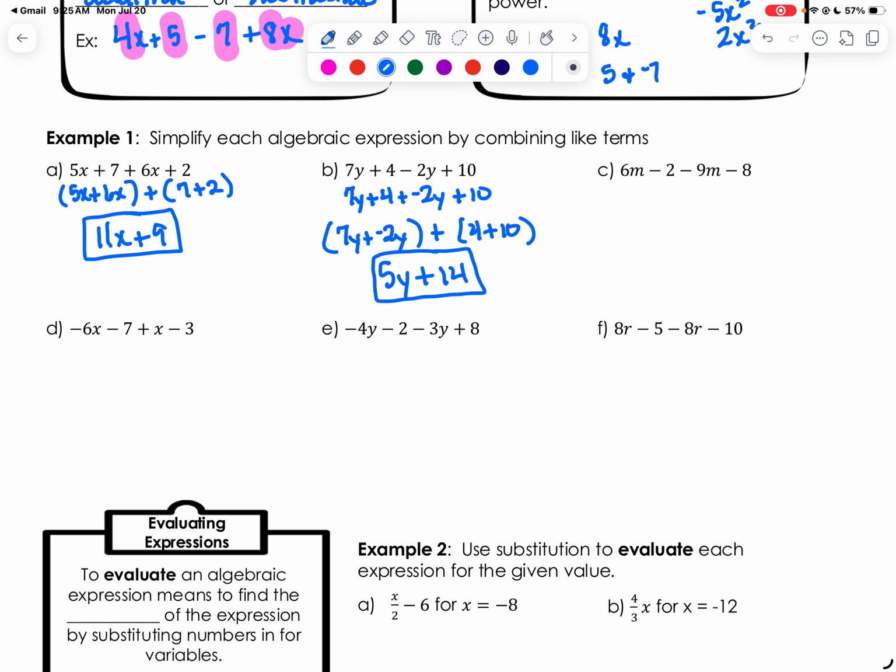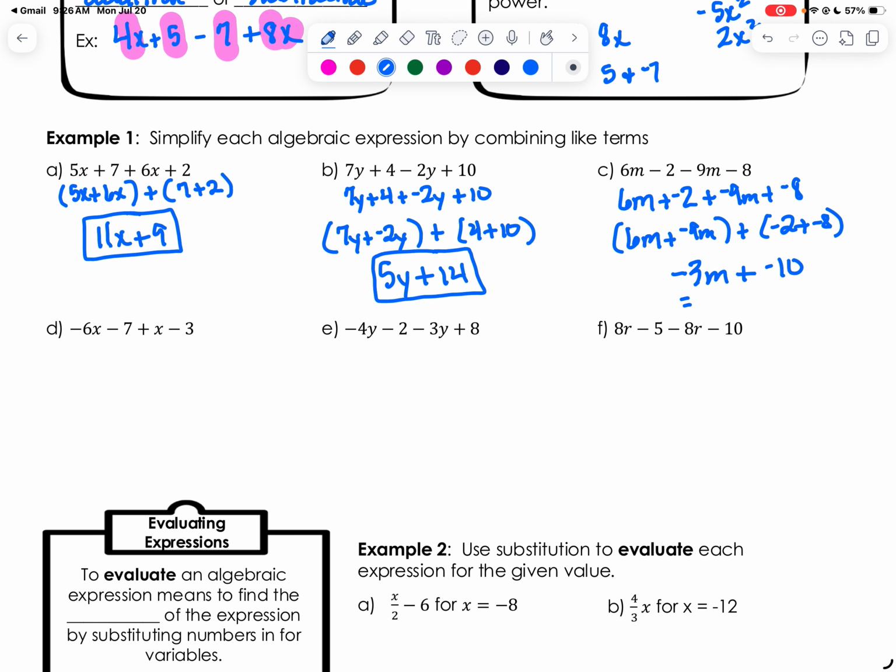All right, problem C. 6m minus 2 minus 9m minus 8. So I'm going to rewrite the subtraction as addition of the opposite. So 6m minus 2 becomes 6m plus negative 2 plus negative 9m plus negative 8. So I rewrote all the subtraction as addition of the opposite. Then I'm going to put 6m plus negative 9m and negative 2 plus negative 8. So 6m plus negative 9m would be negative 3m, and negative 2 plus negative 8 would be negative 10.